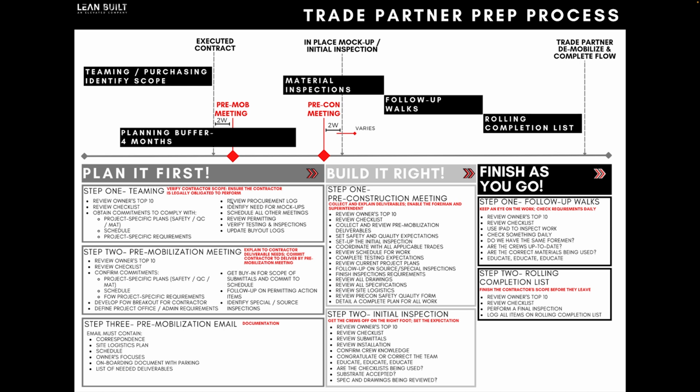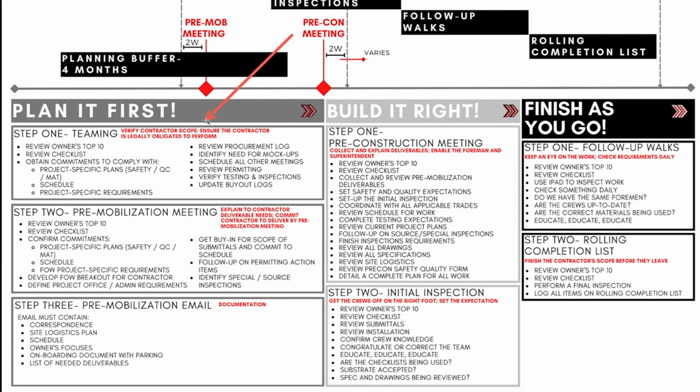What you want to really focus on is to verify these red text areas. So the teaming is to get the right scope. The pre-mob is to explain to the contractor what we want. The pre-con is to collect and explain the deliverables, and the first in place is to make sure that we're off on the right foot. The follow-up walks are to keep an eye on the work, and the rolling completion list in the final walk is to finish the contractor scope. And here's the big thing: before they demobilize, that's absolutely crucial.